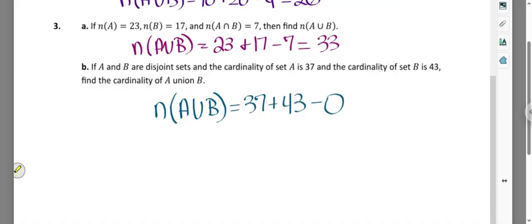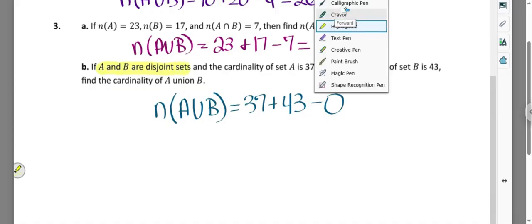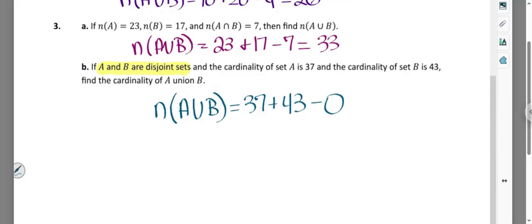There we go. If A and B are disjoint sets, there is no intersection. There are two completely different sets. Okay. So again, cardinality, I'm just asking for how many things are in the set, how many elements.